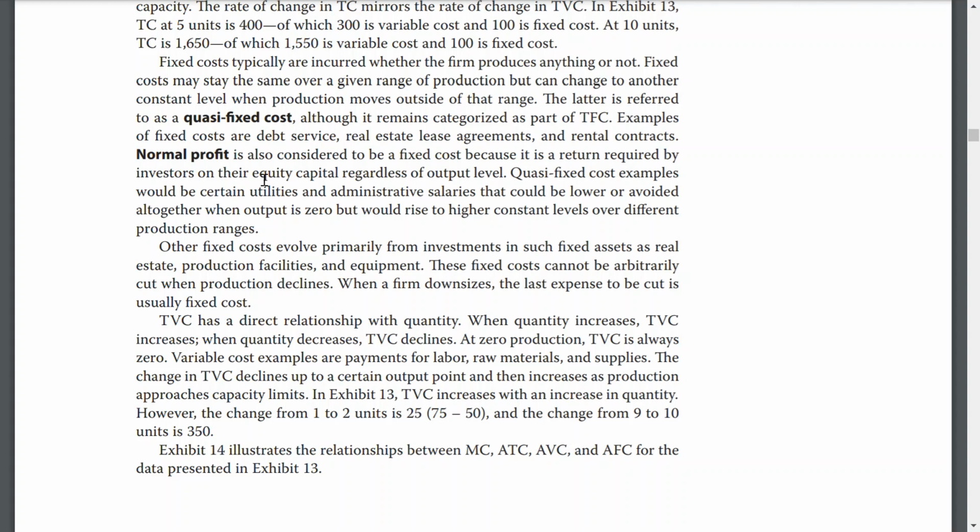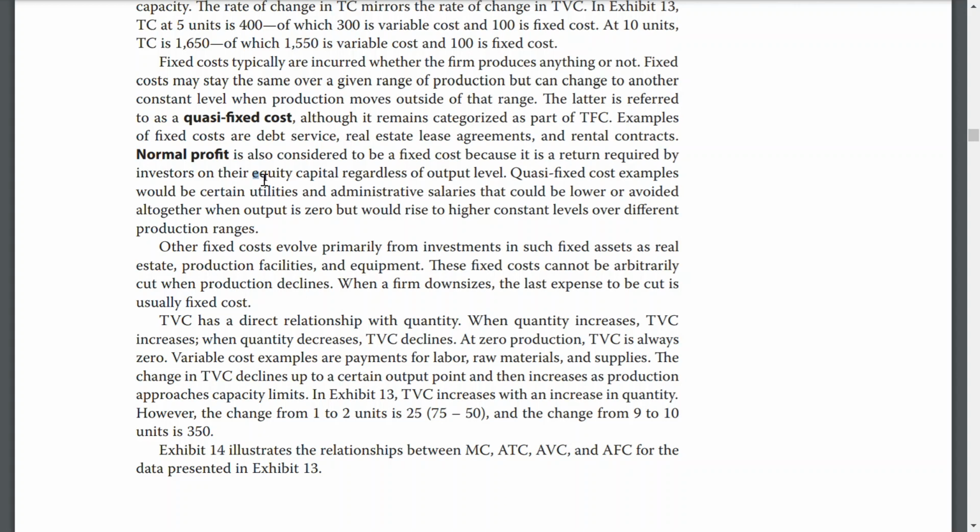Quasi-fixed cost examples would be certain utilities and administrative salaries that could be lowered or avoided altogether when the output is 0, but rise to higher constant levels in different production ranges. Other fixed costs evolve primarily from investments in fixed assets such as real estate, production facilities, and equipment. These fixed costs cannot be arbitrarily cut with production declines. When a firm downsizes, the last expense to be cut is usually the fixed cost.